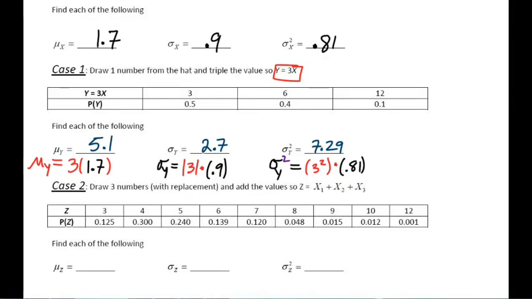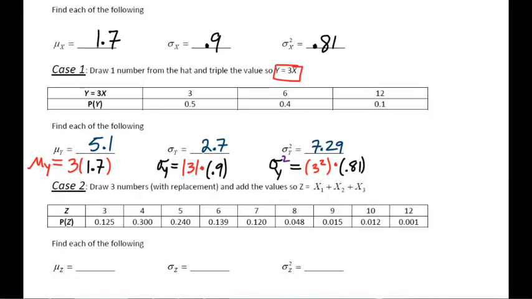Okay, so case 2 is actually different. Case 2 says draw 3 numbers with replacement, so these are independent draws, and add the values. So this new random variable z is x1, the first draw, plus x2, the second draw, plus x3, the third draw. So those are 3 independent events, and we have 3 independent random variables to make our sum now.